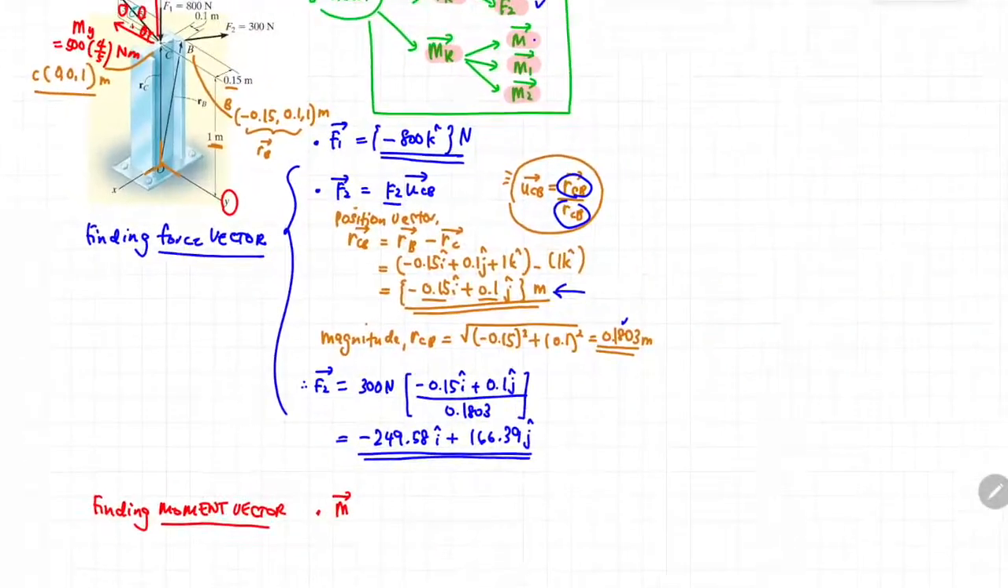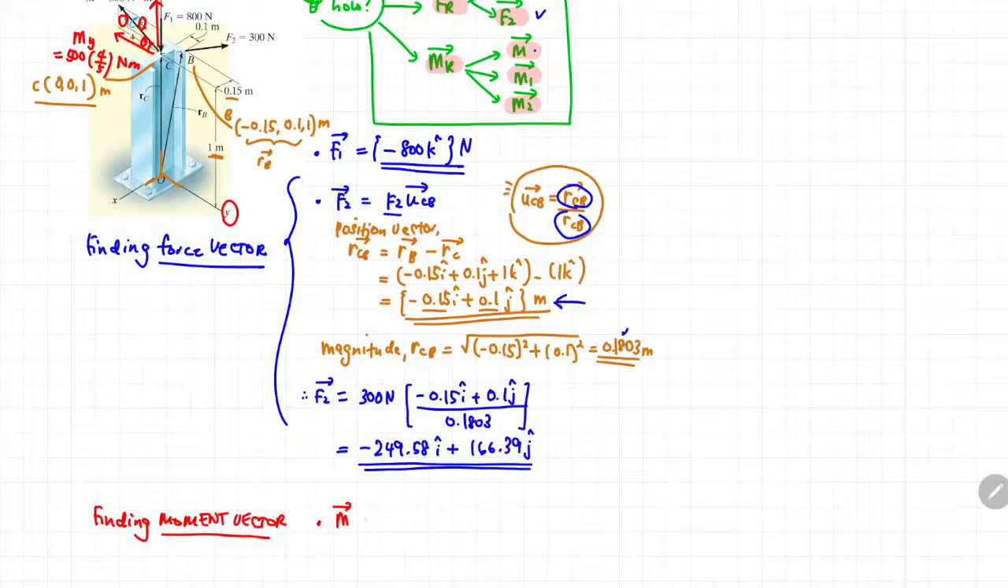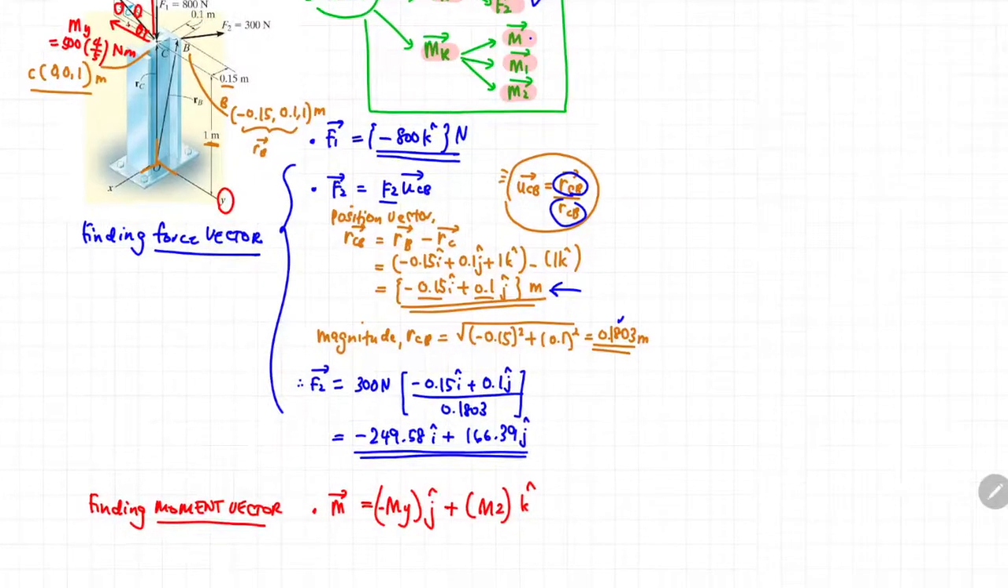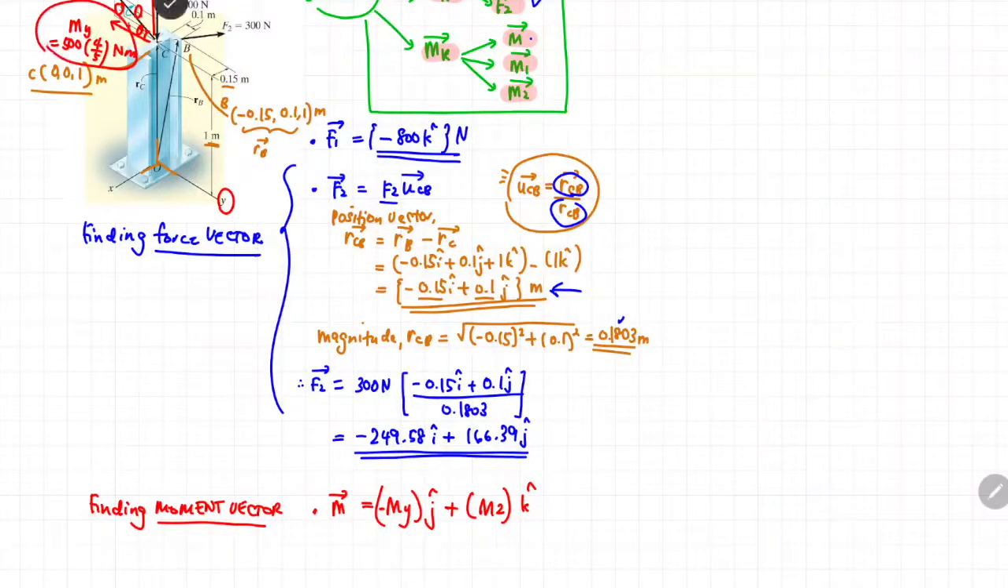Going back to our moment equation, we can rewrite our vector in the form of negative My in the j direction. Don't forget the negative, because it's in the negative y direction. And then plus the magnitude of the moment in the z direction, where z you replace with k hat. Use the value that we defined earlier, whereby My is 500 multiplied by 4 over 5.